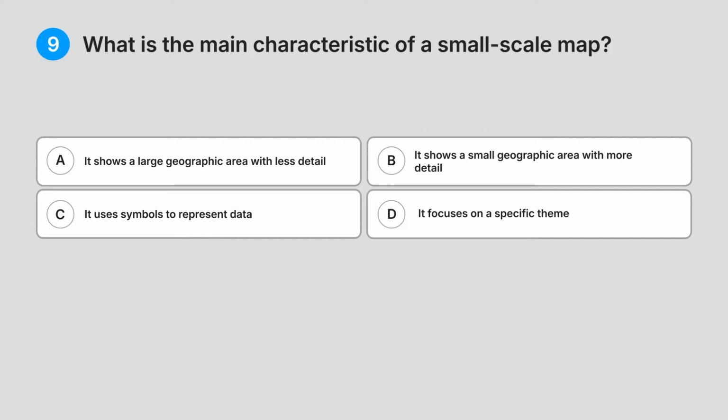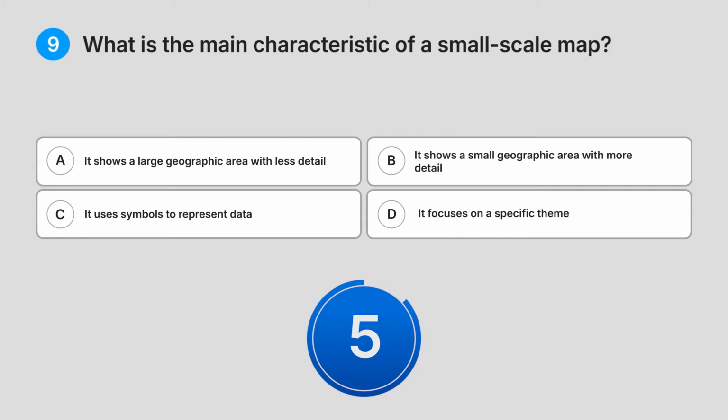9. What is the main characteristic of a small-scale map? A. It shows a large geographic area with less detail. B. It shows a small geographic area with more detail. C. It uses symbols to represent data. D. It focuses on a specific theme. Can you guess the answer?